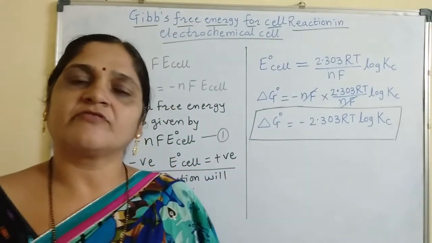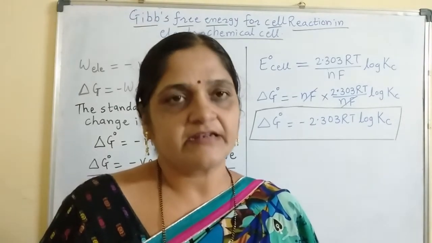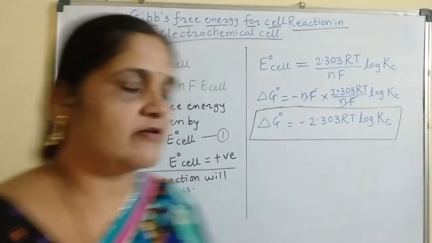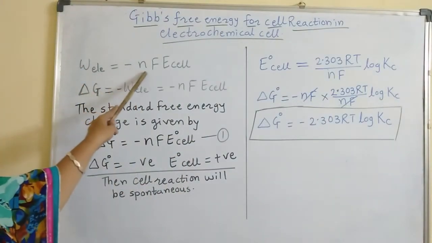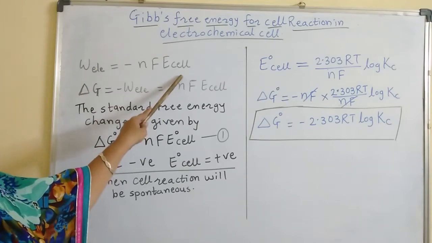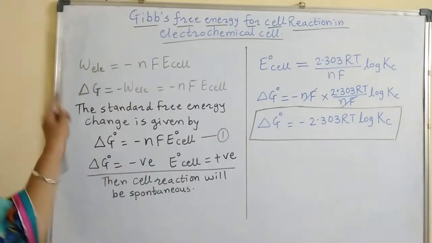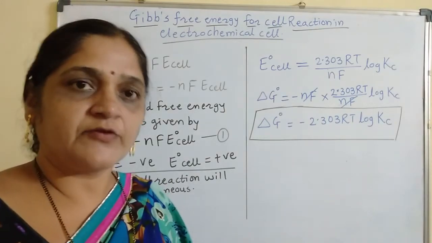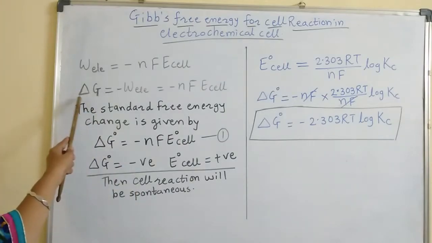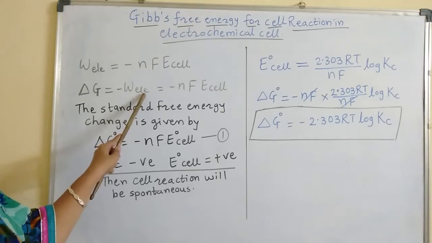Now, when we are talking in electrochemistry about the electrochemical cell, the work done is the electrical work. For electrical work we have the formula W electrical is equal to minus nFE cell. This is the formula to express electrical work. When this electrical work is done, there will be a free energy change also, so the free energy change, that is delta G, will be expressed as minus W electrical.